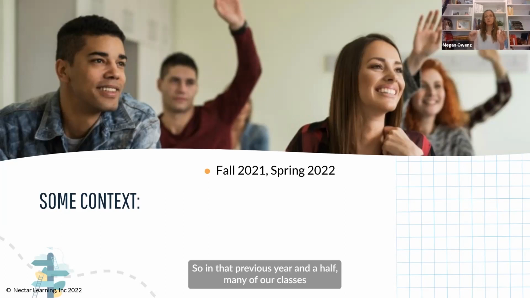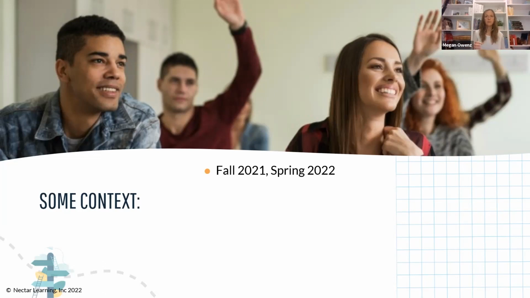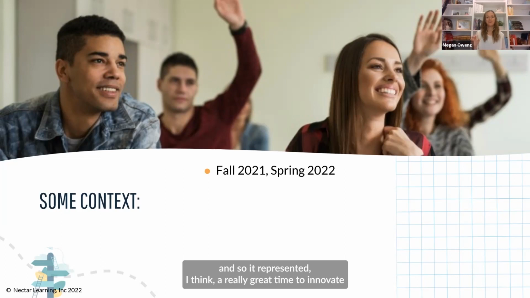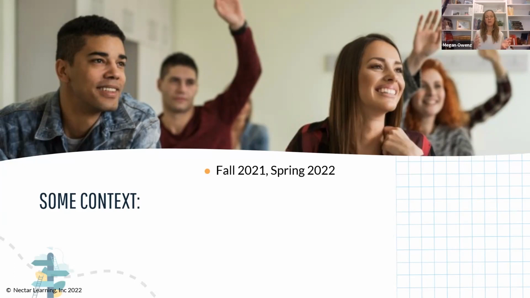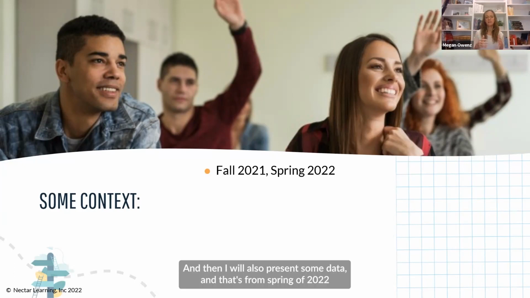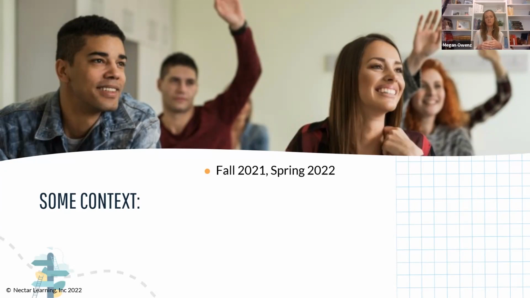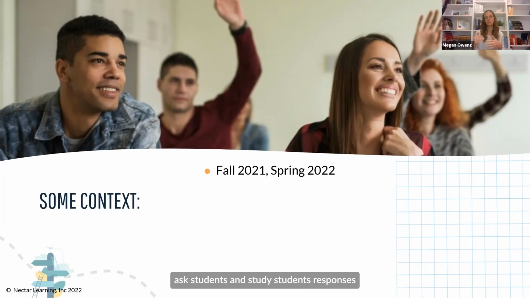In that previous year and a half, many of our classes were offered online, either synchronous or asynchronous. And then the university really shifted back to their residential model. So it represented, I think, a really great time to innovate in some ways, because things were already shaken up quite a bit. I will also present some data from spring of 2022, when I obtained IRB approval to ask students and study students' responses to this curriculum innovation.